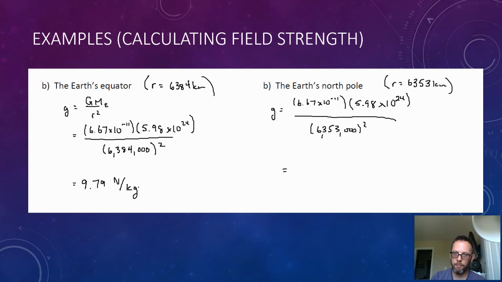At the North Pole, 6.67 times 10 to the negative 11 times 5.98 times 10 to the 24. We are a little bit closer to the Earth's center at the North Pole. That distance is not as big, so we should get a larger value for g. Let's find out. 6,353.